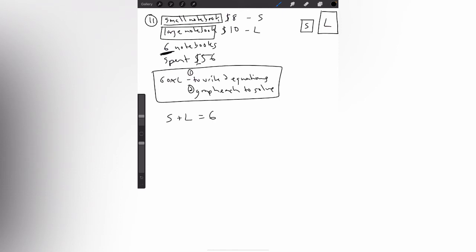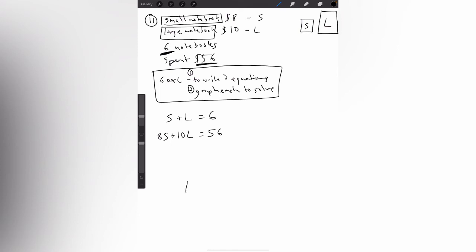Also, it says I spent $56. Okay, so I know I spent $56. And I know that the small notebook, if I add that to the price of the large notebook, I know what's going to happen is I'm going to end up getting 56. All right, so let's say I wanted to graph this.